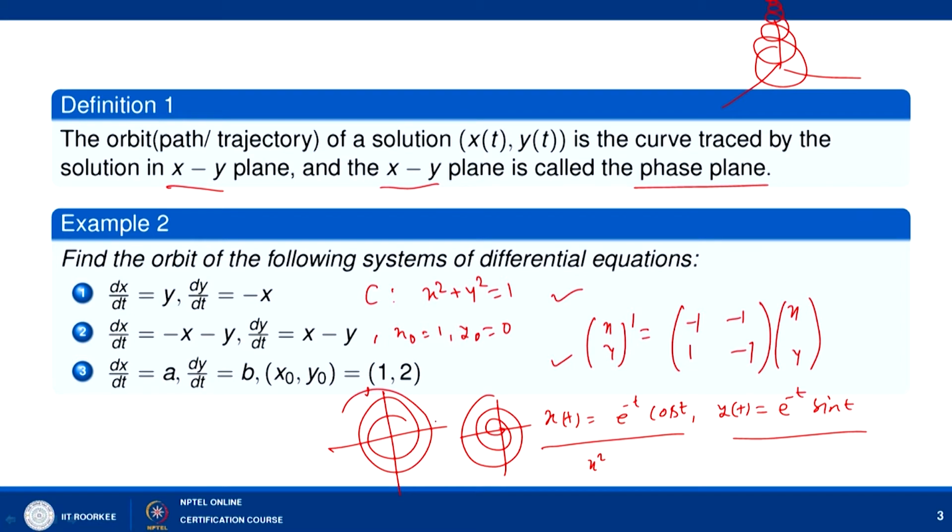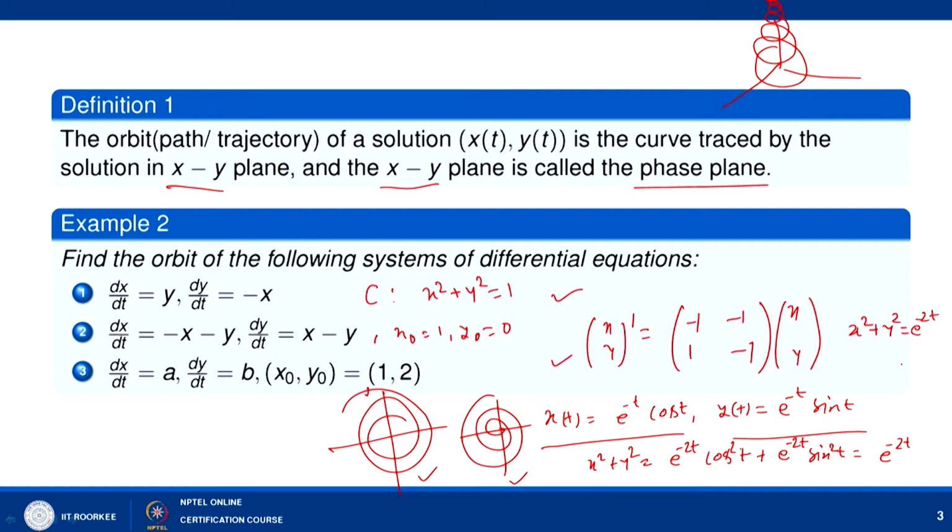Now, the direction will depend on the equation, whether it is coming like this or like this, clockwise or anti-clockwise, but ultimately it is tending to 0 as t tends to infinity. In fact, we can look at it: x² + y² = e^(-2t) cos² t + e^(-2t) sin² t, which we can write as e^(-2t). So, x² + y² = e^(-2t).